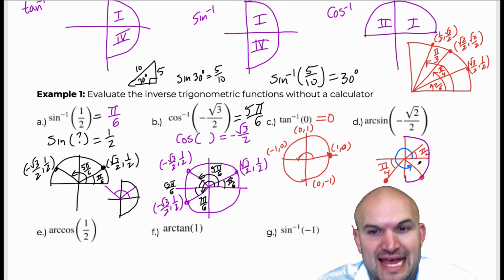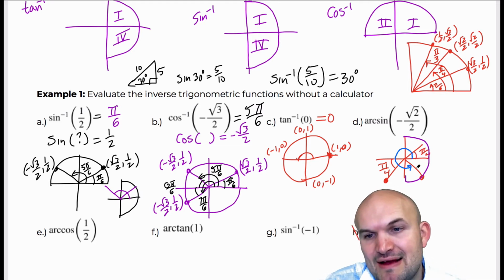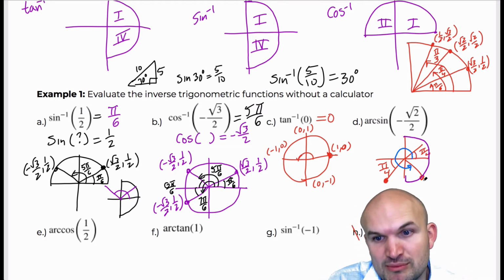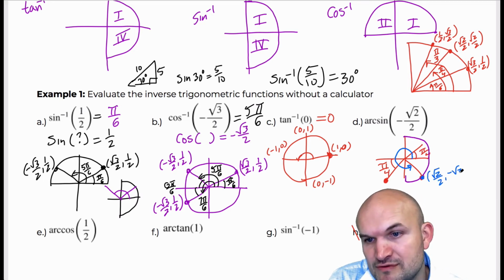You have to be contained. So we have to understand the angle. We know this is the terminal side. We know this is the point that we need. This point is square root of 2 over 2, comma, negative square root of 2 over 2.